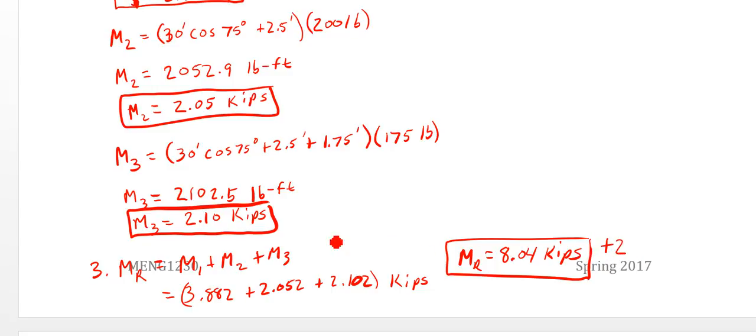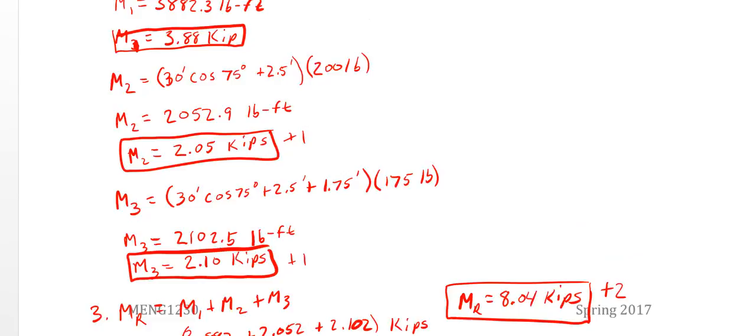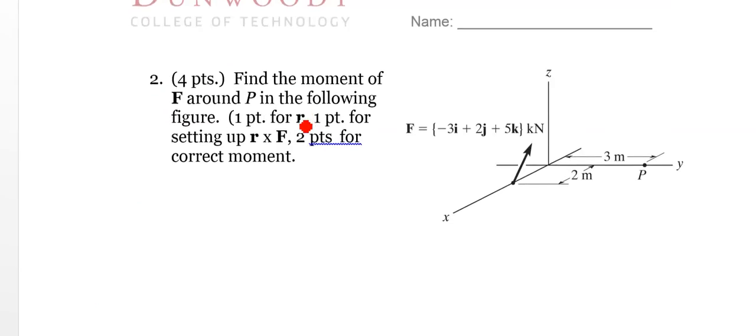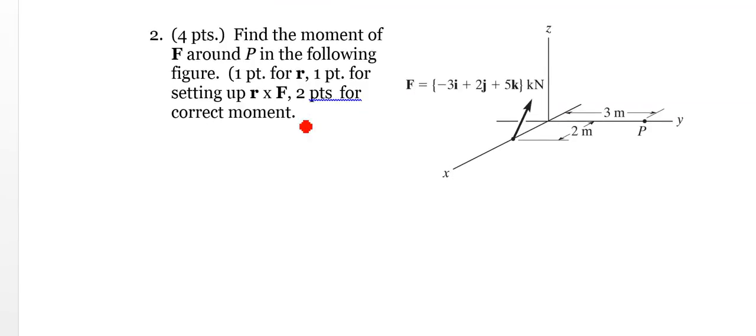So that was worth 2 points. Each of the intermediate ones was worth 1 point, along with our free body diagram, which gets us 6 points for that. So that was the first question. Then our other question here is the moment of F around point P. So we're going to get 1 point for finding vector R, 1 point for setting up R cross F, and then 2 points for getting that correct and having the correct moment.